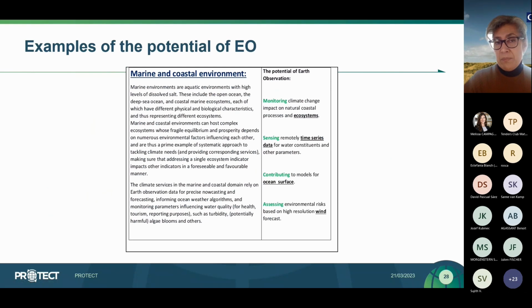Here you will see some examples of the potential of Earth observation formulated as functional requirements, as functionalities. You can see for each of the domains what is possible. For example, monitoring the climate change impact on natural coastal processes and ecosystems, sensing the time series. You will note here that we will always have a verb and a noun in order to describe the functionality, but also what can be measured, in this case, the ecosystems, the time series of data, the ocean surface, the wind. We will see also in different domains other examples of the potential of Earth observation. Next slide.